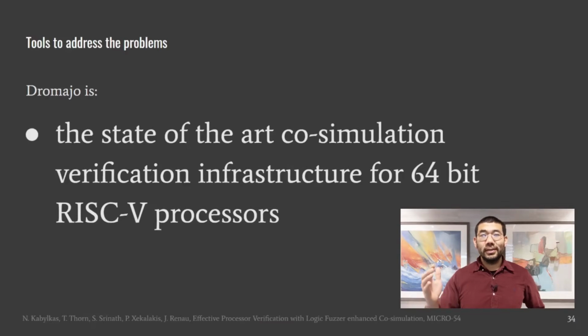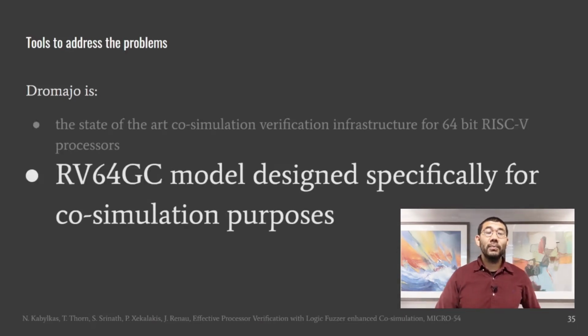Now, Dromajo is exactly what I've just explained. It is the state-of-the-art co-simulation verification infrastructure for 64-bit RISC-V processors. It implements the RV64 GC model, and it is designed specifically for co-simulation purposes. It is fast, it is lightweight.